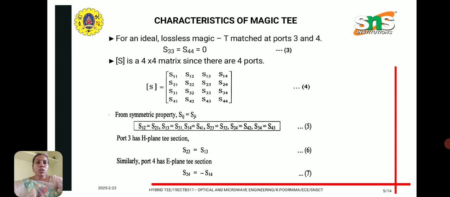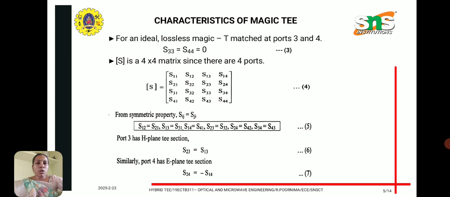For an ideal lossless magic T matched at ports 3 and 4, S33 and S44 equal 0. From the symmetry property, Sij equal to Sji. Since port 3 has an H-plane T junction, S23 equal to S13. For port 4, S24 equal to minus S14.